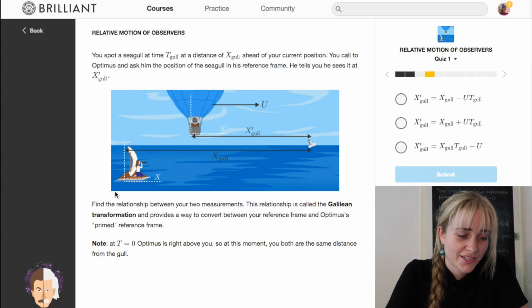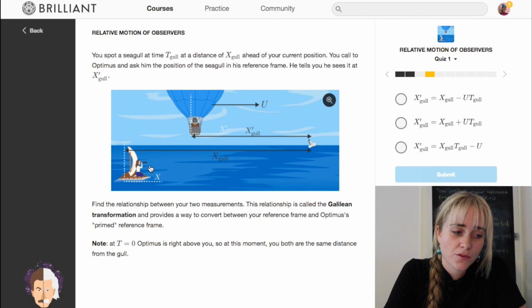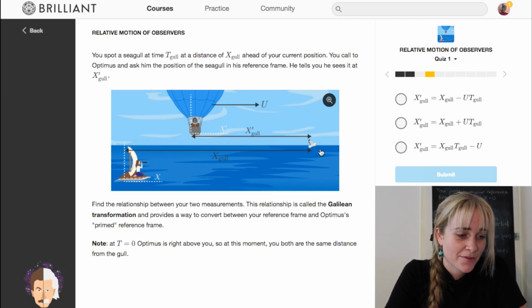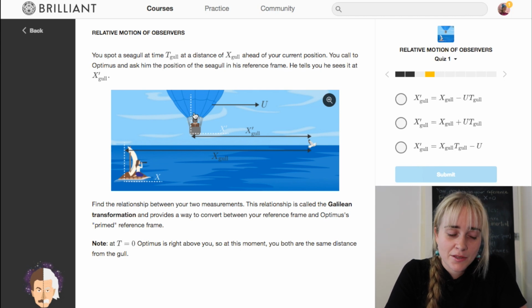Okay, so our first picture here is that we have a girl moving forwards on a raft, we have a guy in a balloon moving forwards, and we have a gull moving forwards as well, a seagull. Okay, so we've got three different reference frames here. In this girl's reference frame, she thinks that she's not moving, that the balloon is moving away from her, and that the gull is moving away from her as well.